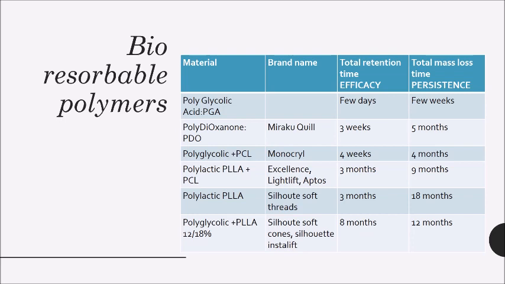While the other co-polymers of it, when produced, you can compare the PDO and PLA. Their total retention time, which denotes their efficacy, how long they remain there in the tissue, and you can see them on histology, ranges from 3 weeks for PDO and 3 months for PLLA. And total mass loss time, which is the persistence of the thread, ranges from 5 months for PDO and 18 months for PLLA.